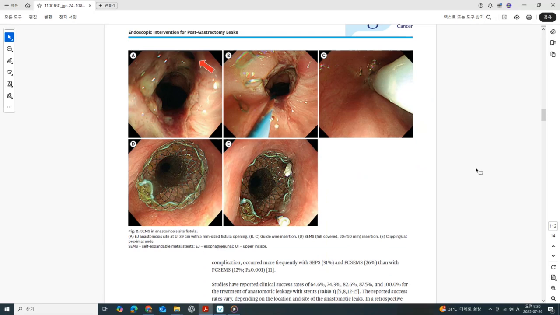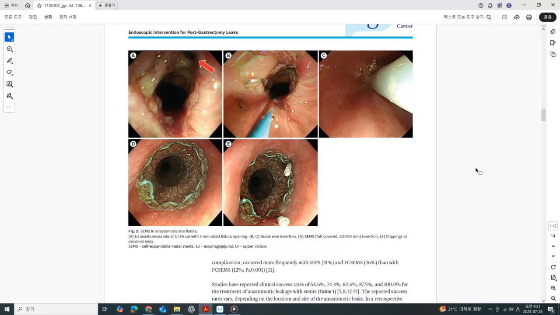Two main families: self-expandable plastic stents, SEPS, and self-expandable metal stents, SEMS. The metal ones, SEMS, are often preferred now and can be fully covered, FCMS, or partially covered, PCSMS. Covered with what? Usually silicone or polyurethane. That coating helps prevent tissue from growing into the mesh of the stent, making it easier to remove later.